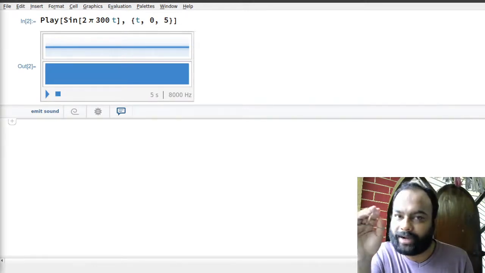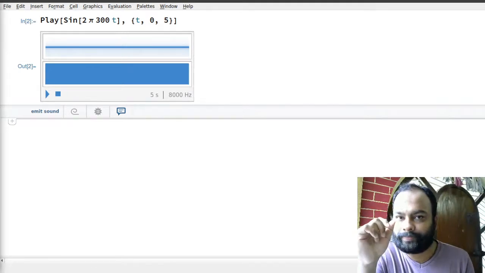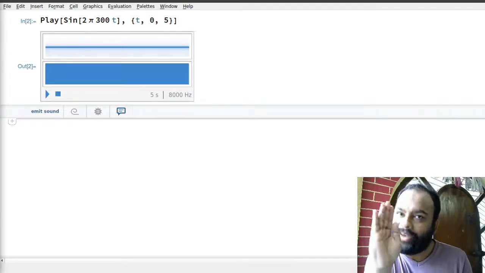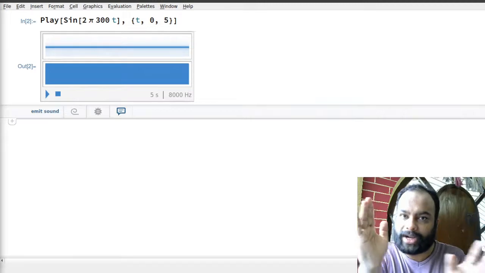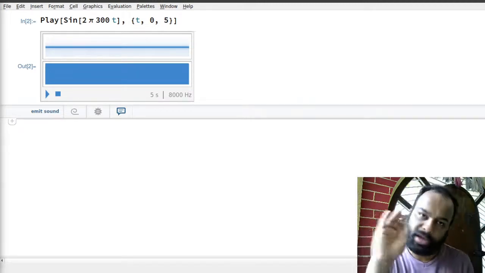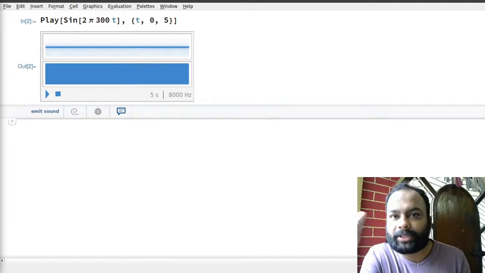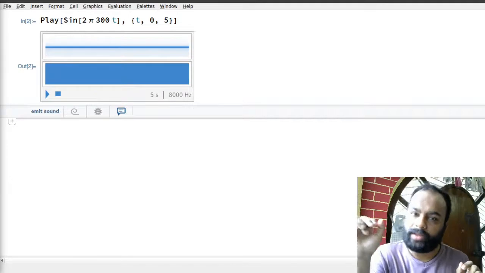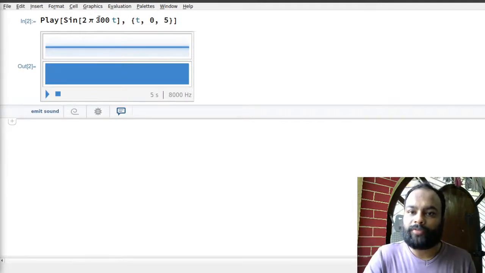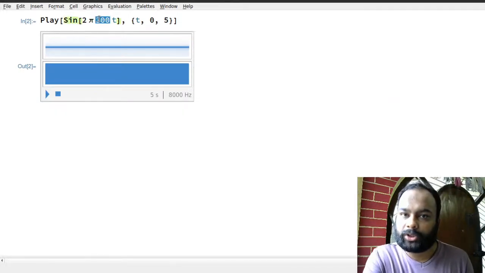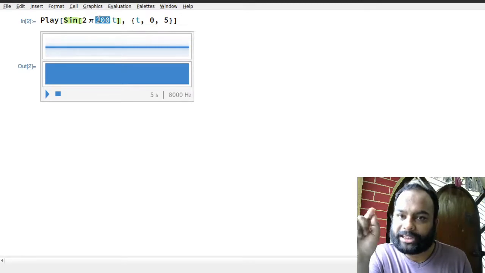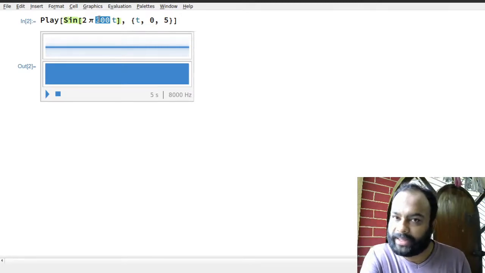That was a 300 hertz sinusoid, right? So you can feel the difference between a 200 hertz sinusoid and a 300 hertz sinusoid, because the frequency increased as a ratio. So what was the ratio here? The frequency increased by 50%.